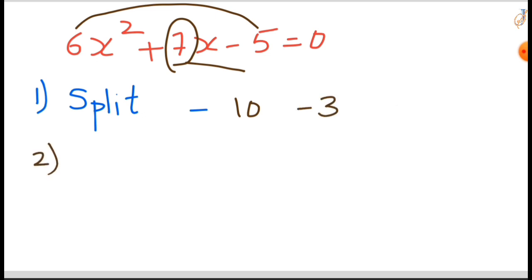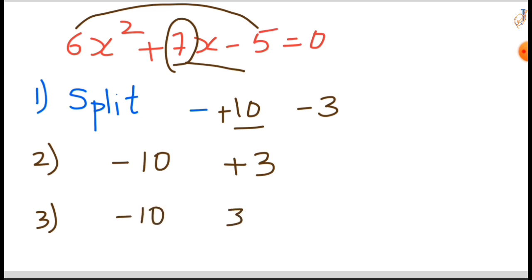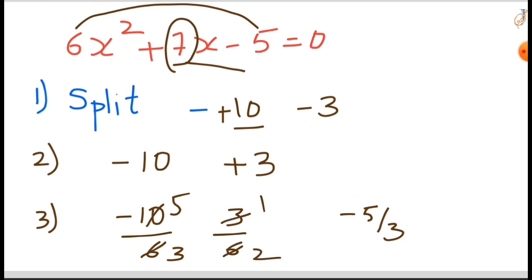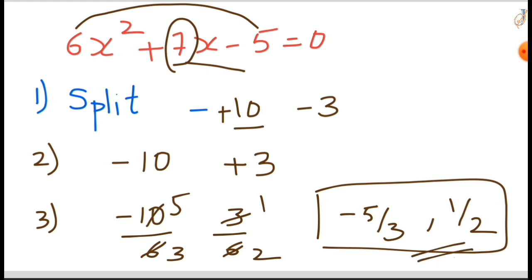Our second step is to change the signs. For this 10 we have a plus sign, so we change it to a negative sign. For 3 we have a negative sign, so we change it to a positive sign. The third step is, this -10 and 3 you have to divide by your x² coefficient, which is 6. So 2 times 3, 2 times 5. The first root is -5/3. And this is 3 times 1, 3 times 2. And the second root is 1/2. So these are the roots of this quadratic equation.